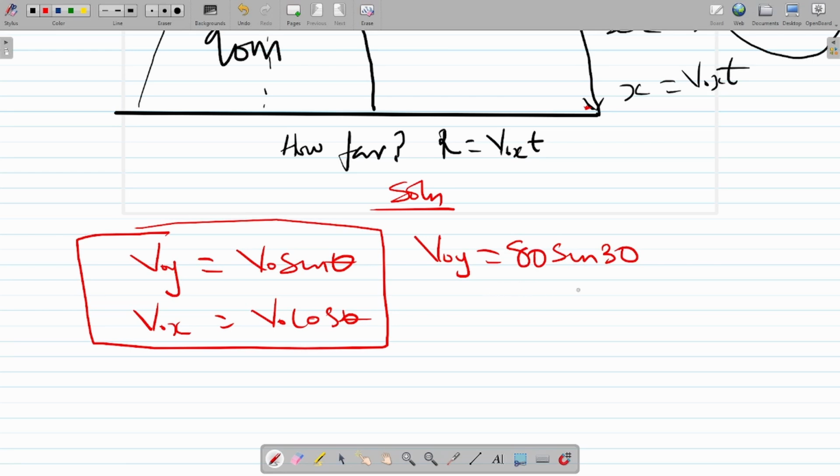So 80 sine 30, what do we get? Let me use my calculator. So right here we have 80 sine 30. It gives me 40 meters per second. So 40 meters per second is basically the initial velocity in the y direction.